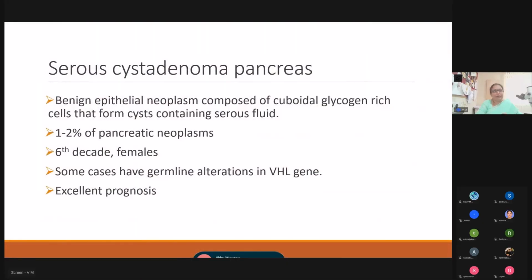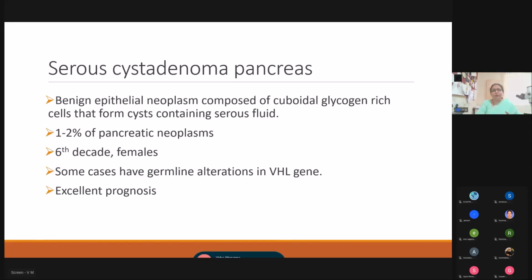So we held on to the same diagnosis. There was no change. So it's a serous cystadenoma of the pancreas. We all know that it's a benign neoplasm, and they contain glycogen-rich cytoplasm. It's not very common. I think in the last 5 or 6 years, we may have seen some four cases. It accounts for 1 to 2% of pancreatic neoplasms, common in the 6th decade in females. And some cases have germline alterations in the VHL gene.